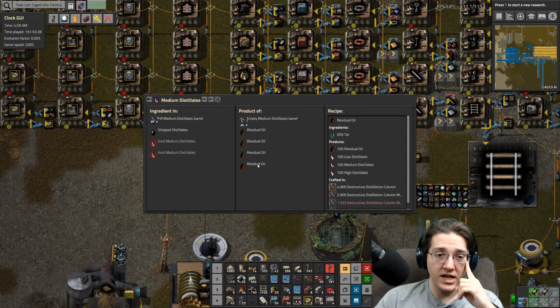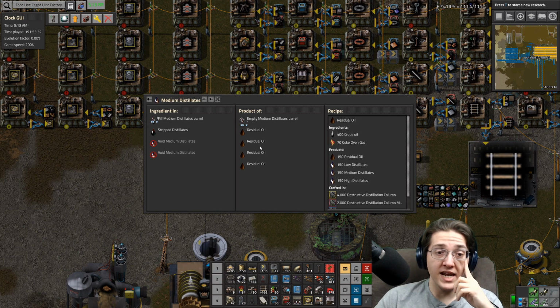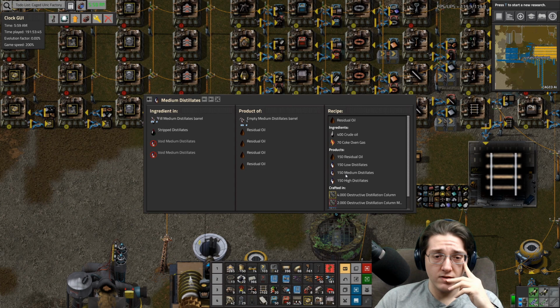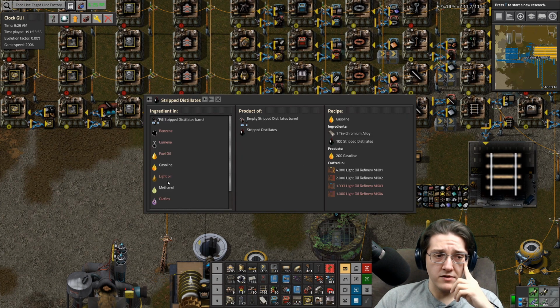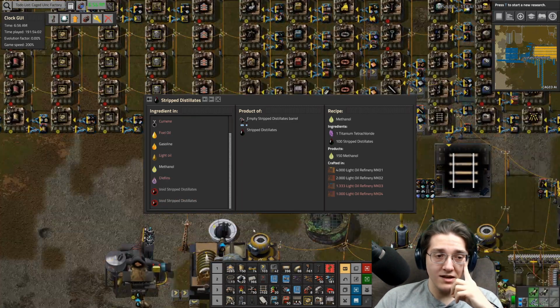Yeah, that's medium distillates. What do I do with the remaining medium distillates, or do I just put gasoline on the network? Prioritize the use of that for gasoline. Oh, hey, it's methanol. Well, then.